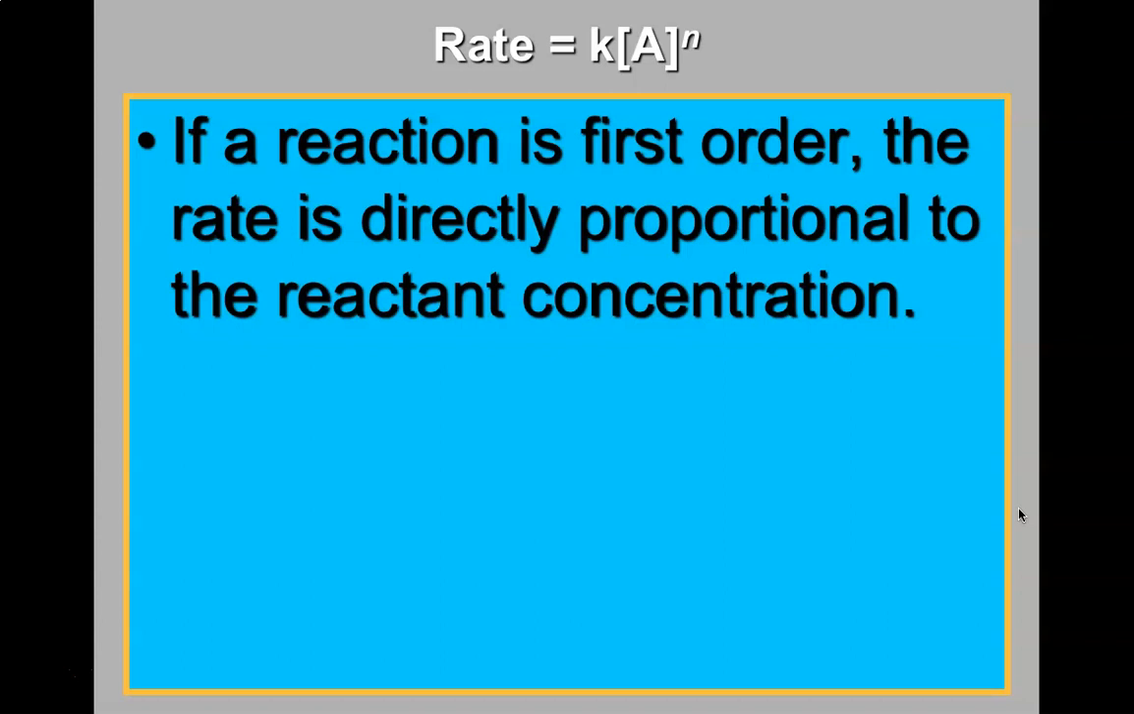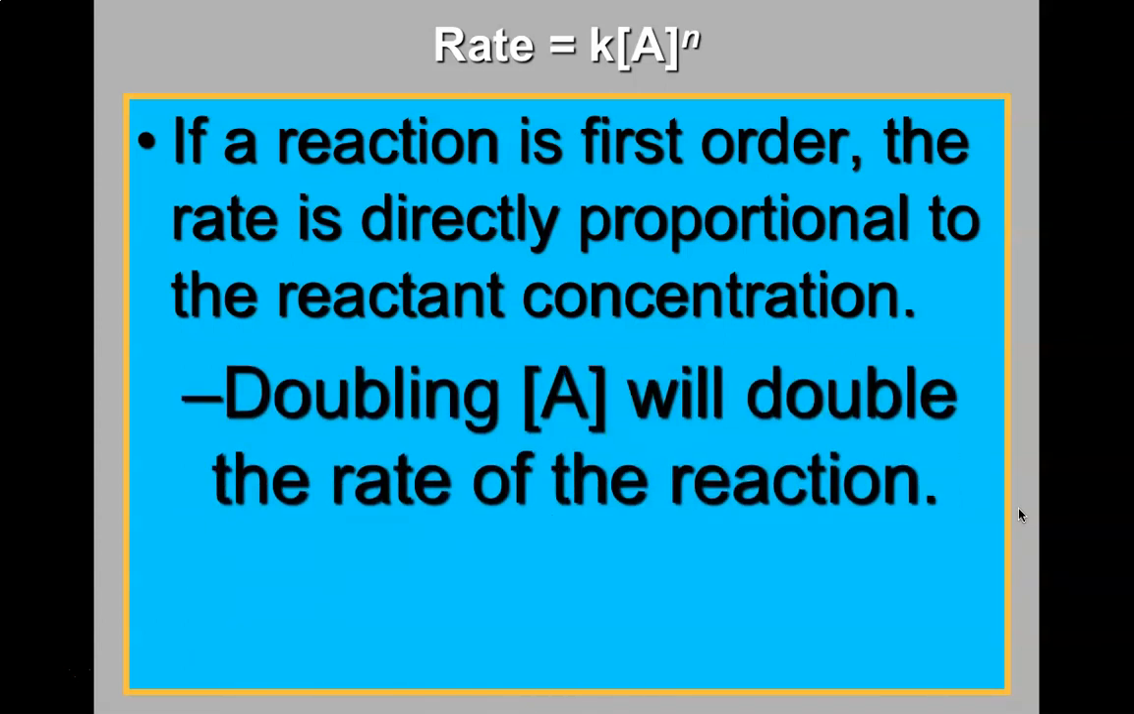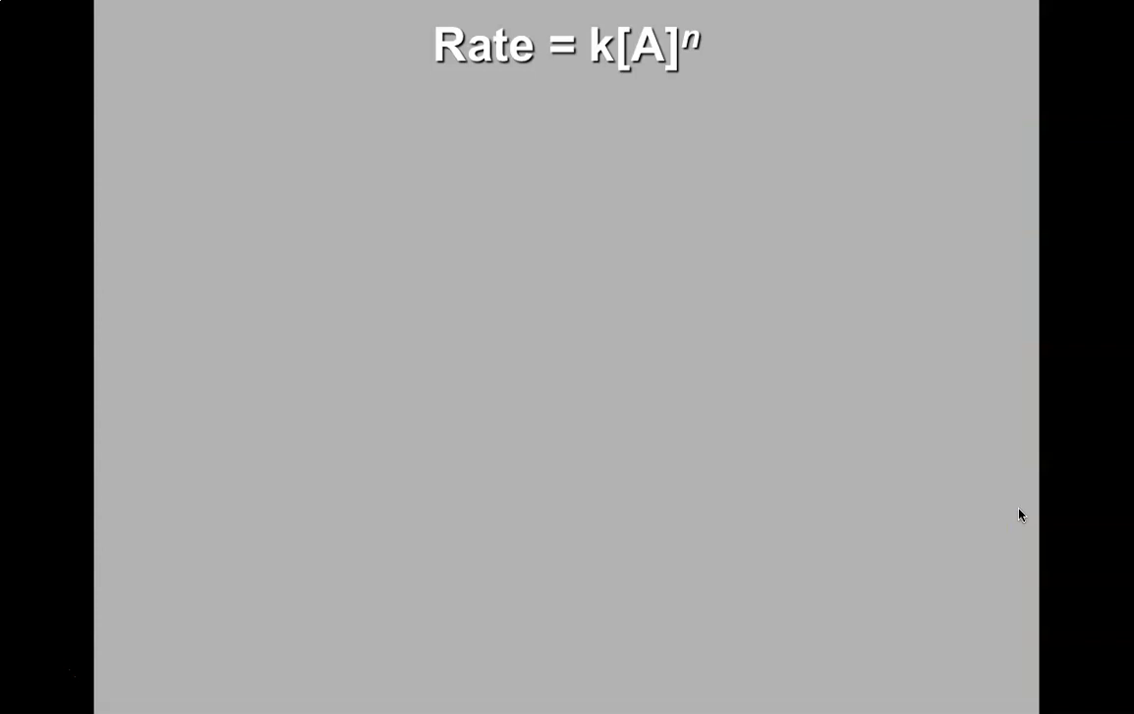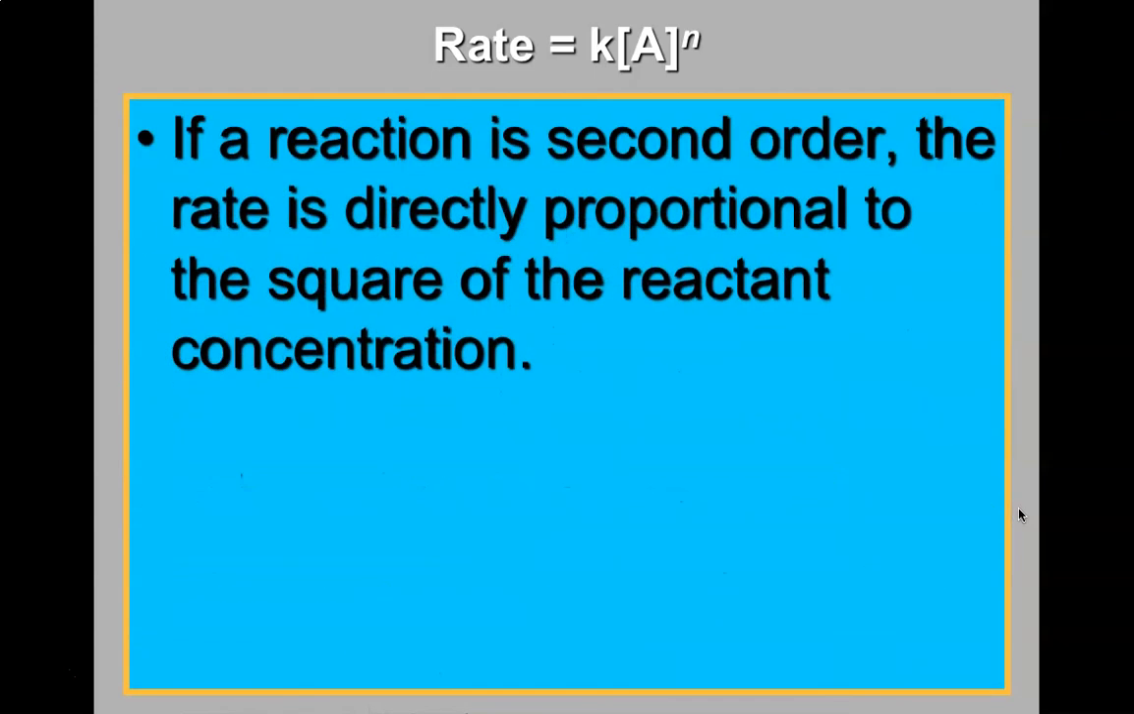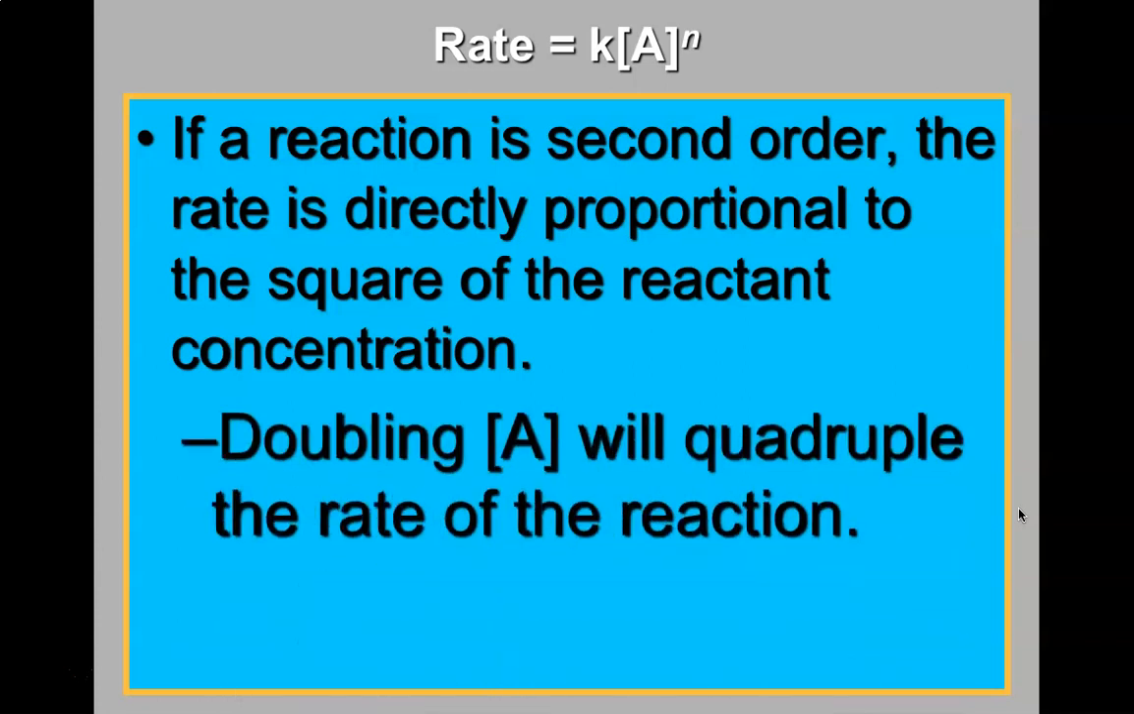If we know it's first order, we know it's directly proportional to the reactant concentration. So if I double A, it has to double the rate. Because what's 2 raised to the first power? It is just 2. Makes life easy in that sense. If the reaction is second order, so let's say n is a 2, it's directly proportional to the square of the reactant concentration. So if I double A, it will quadruple the rate of reaction.